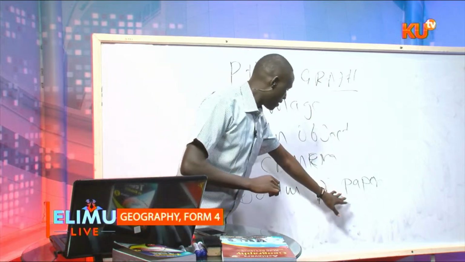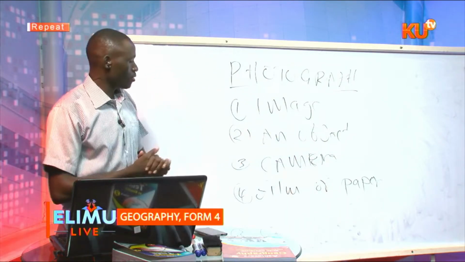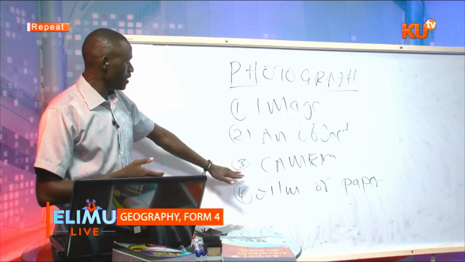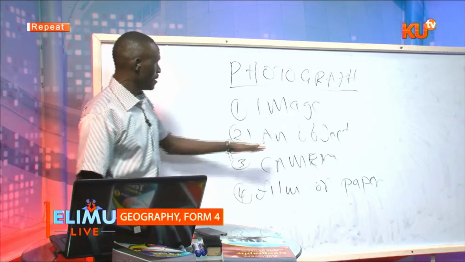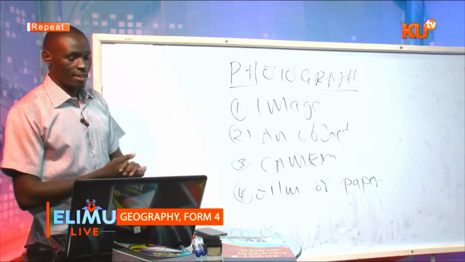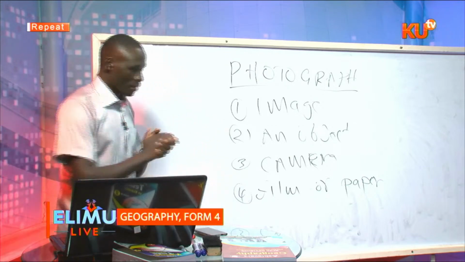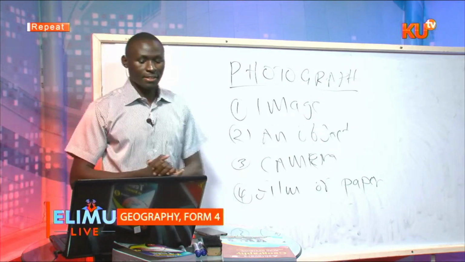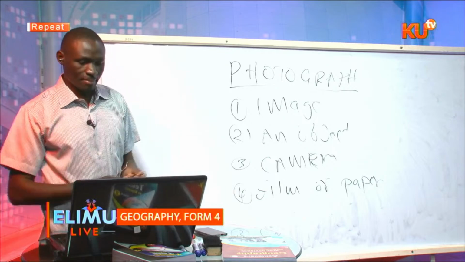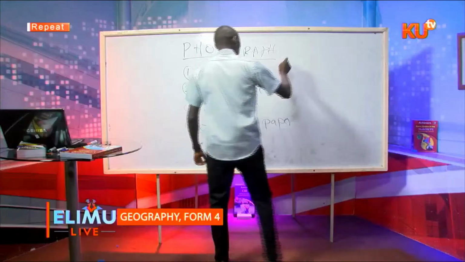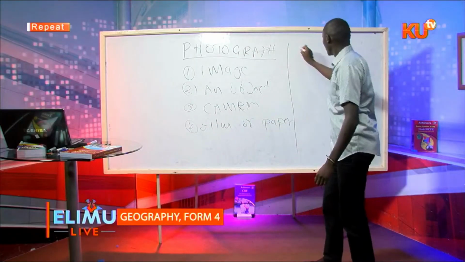Be used to produce the paper that has been published on a paper. So it has these key components: the image, an object, a camera, and a film. Now let's move to another section, which is the types of photographs.